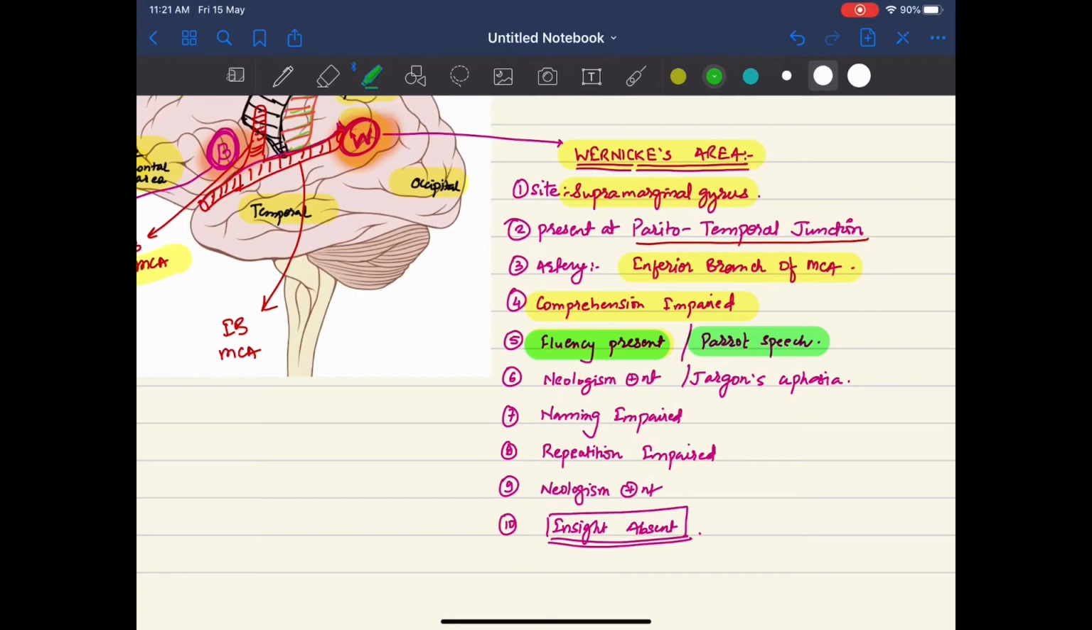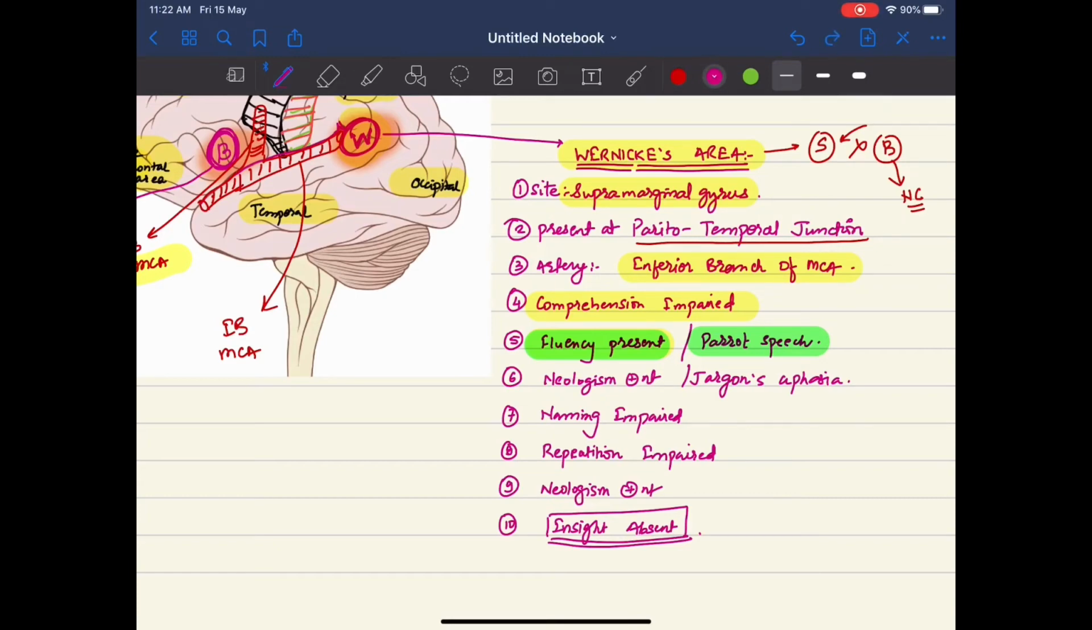Why? Because Wernicke's area is what? It is a sensory area. It is going to process your sensory information. If that sensory information is not processed properly, your Broca's is not going to get proper information. Then the information which is coming out will be non-comprehensive. You cannot comprehend what the patient is trying to tell. It is that simple.